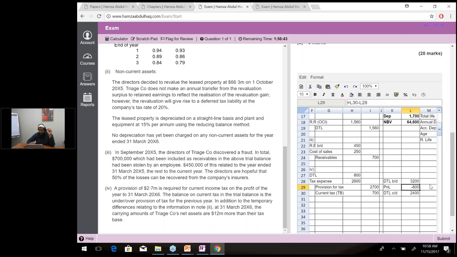Smita is asking from where did 2400 come? Smita, the question had informed us that the temporary difference is $12 million. The carrying amount was 12 million more than the tax base, and the tax rate is 20%. So 12,000 into 20% is the deferred tax liability carried down. This is how we have calculated the carried down.